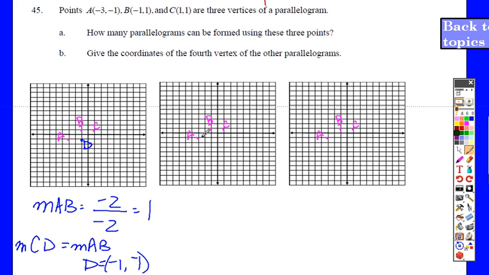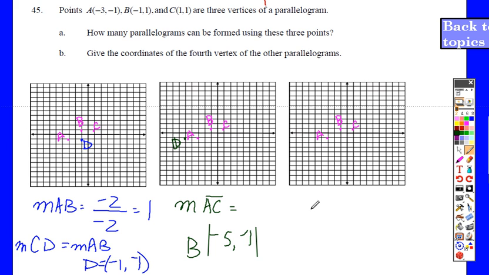Okay, the next one we're going to do 2 different points. So instead of AB, I'm going to do AC in this case. To get from A to C, or from C to A, I go back 1, 2, 3, 4, and down 2. I'm going to do the same thing from point B. I'm going to go back 1, 2, 3, 4, and down 2. And that's where I'm going to put my point D, which will be at -5, -1.